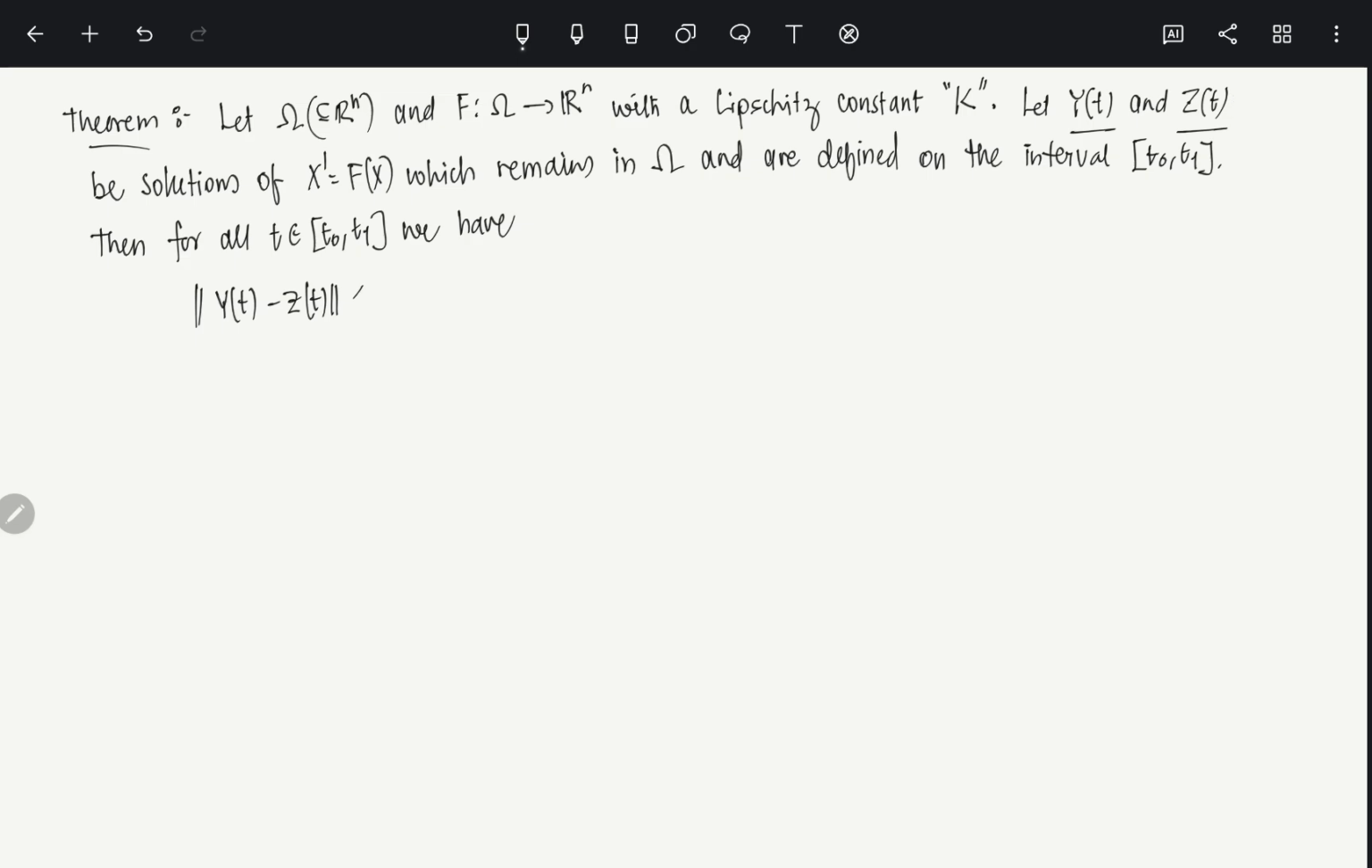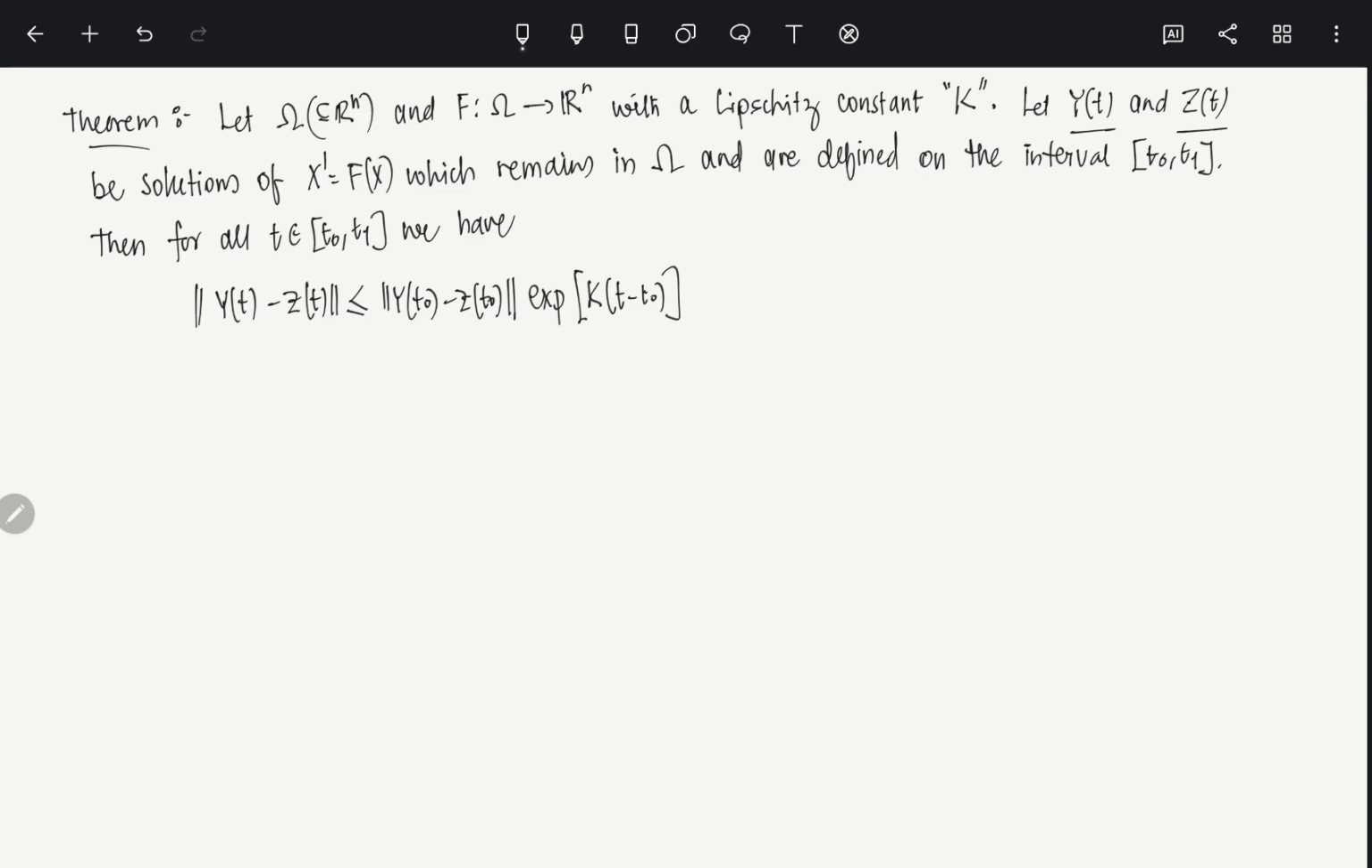So y(t) minus z(t) should always be bounded by y at the point t0 minus z at the point t0, times some exponential, which depends on k times (t minus t0). Clear? See, t is varying between t0 and t1, in a bounded domain. So exponential of k times (t minus t0) is essentially a bounded function, and k is fixed, that's the Lipschitz constant.